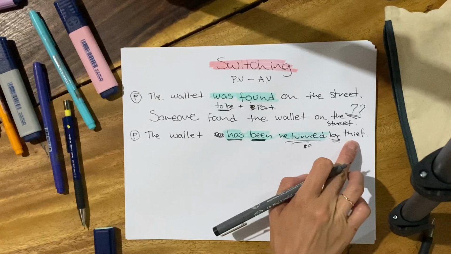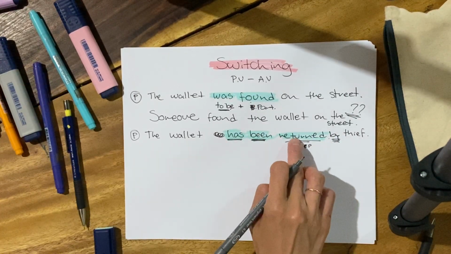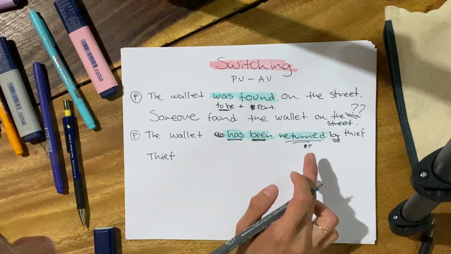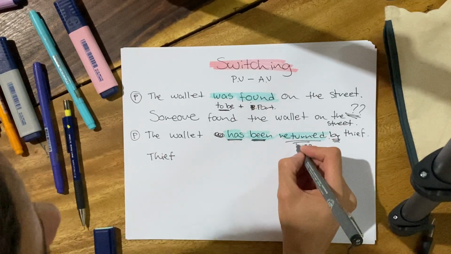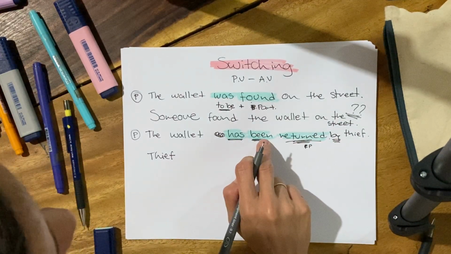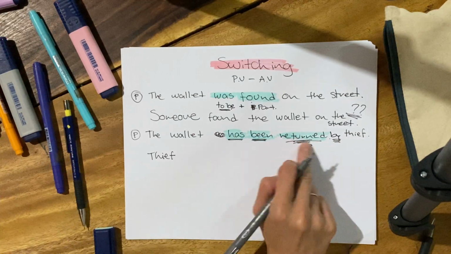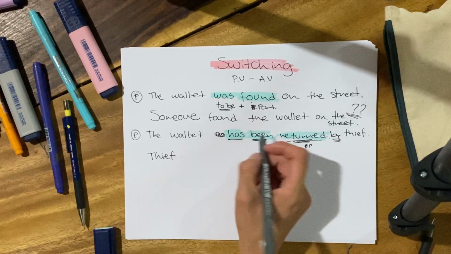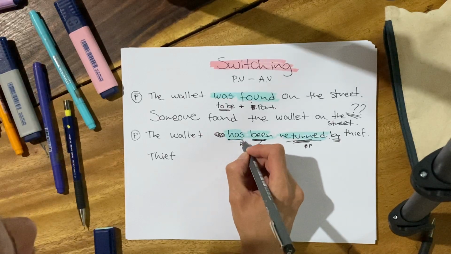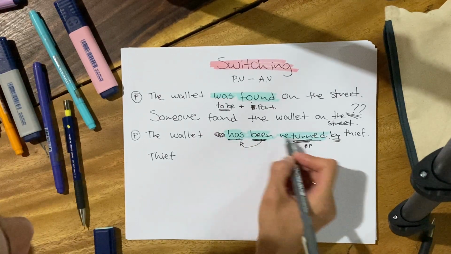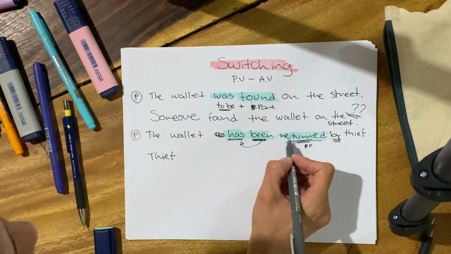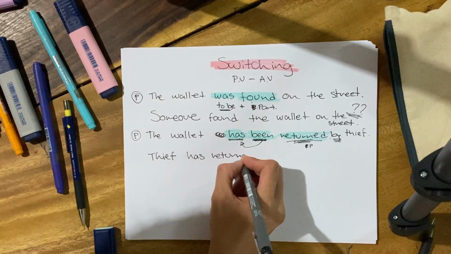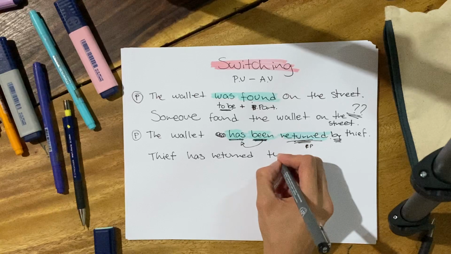Now, the wallet has been returned by the thief. Now I have a clear doer of this action, the person who returns, the thief. Okay, now here it gets a little bit tricky. You have to be careful. First, I need to work with the verb return, but based on this tense. So what tense is this? This tense depends on the verb to be. What tense is this one? This is present, and this makes it perfect, right? So I have to change this into the present perfect. How do I do that? The thief has returned the wallet.